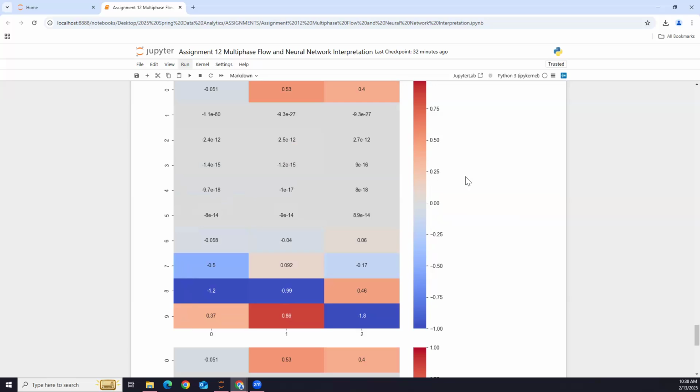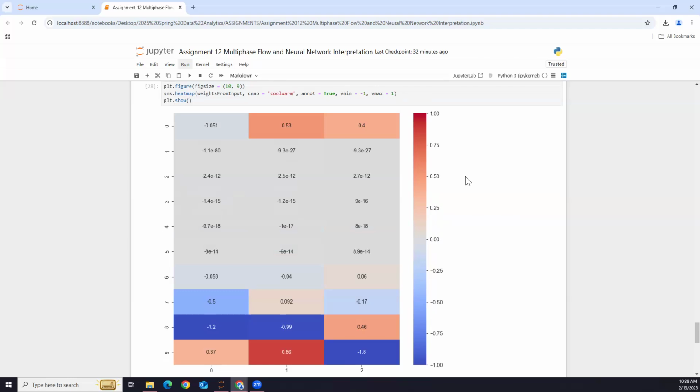So that brings me to the end of this discussion where we illustrated how to use a neural network to predict the labels associated with multiphase flow. Specifically, we were looking at predicting the flow patterns given the pressures and the temperatures and the pipe ID and the superficial liquid and gas velocities and the fluid properties.